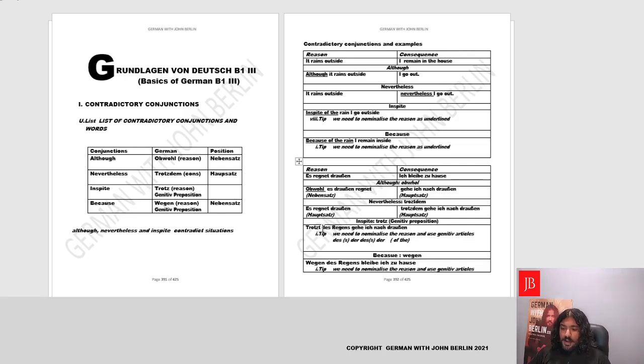Okay. Es regnet draußen. Trotzdem gehe ich nach draußen. Okay, it's raining outside, nevertheless I go outside. Again contradicting, but this time I'm using trotzdem, and it's always used with the consequence. So I've used it with the consequence. Trotzdem gehe ich nach draußen. Genau. Es regnet draußen. Trotzdem gehe ich nach draußen. Fantastic. This is the Hauptsatz. You don't write the verb at the end. You just write the verb in the second position. Trotzdem gehe ich nach draußen.